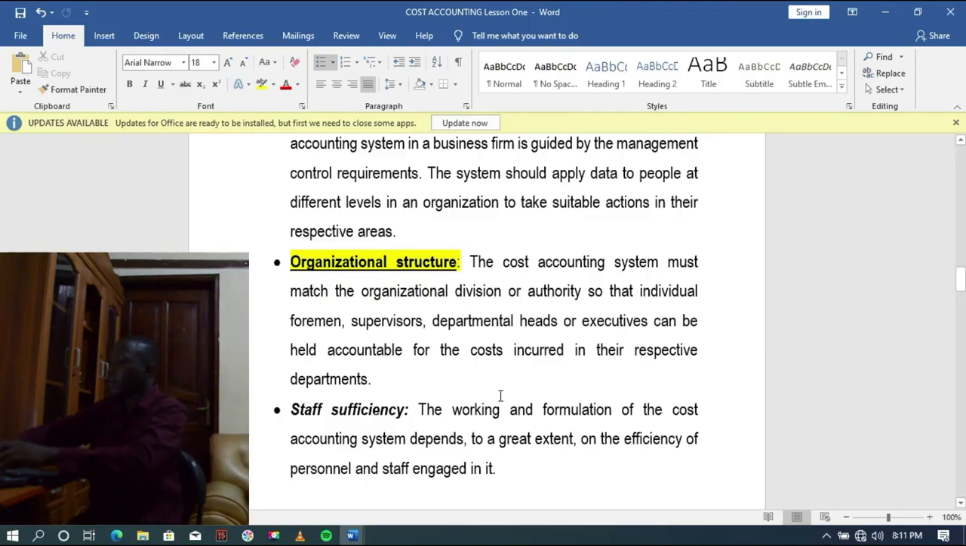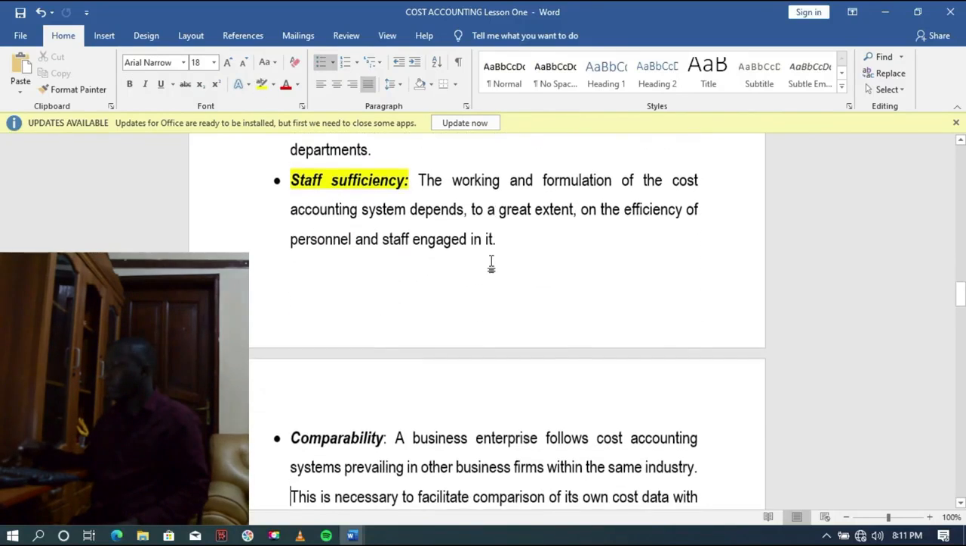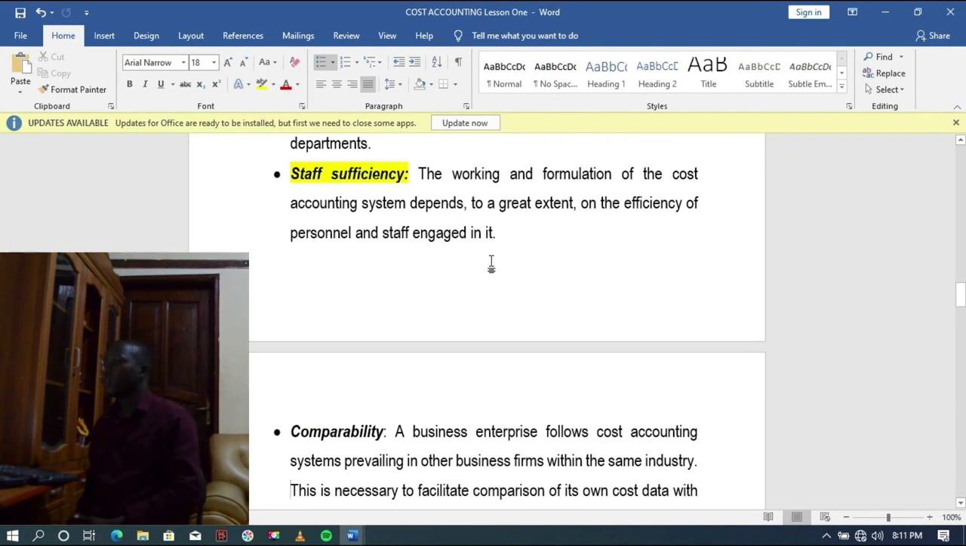Then we have another factor, that is staff sufficiency. When you're developing a system, you must also look at the capacity of your employees to adapt to the system or to operate the system. You shouldn't develop a system that is so difficult that employees cannot operate or manage it, meaning it will not succeed, it will fail. So look at your staff's capacity and skills before developing a system, because they need to be engaged in this system for it to work as per the expectations of the firm.